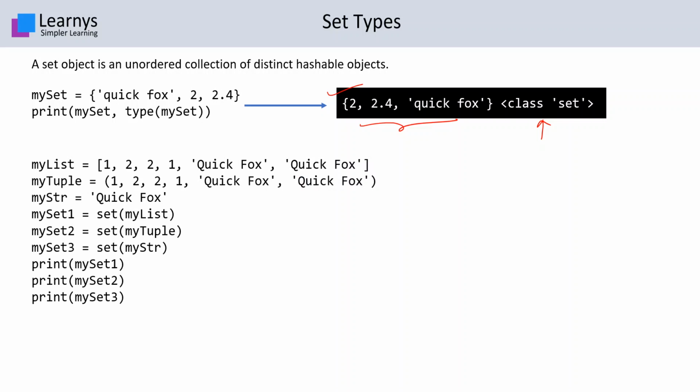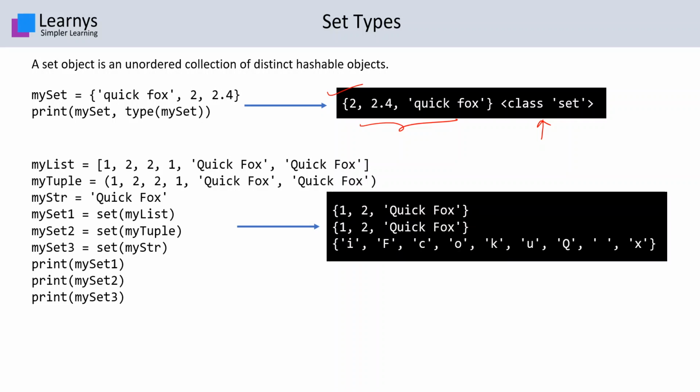Let us see another example where we are using the class constructor. In this example, we have a list, a tuple, and a string. On all of these, we are putting the class constructor set to convert it into a set and then printing them. So when we do this, the first output is 1, 2 and the string quick fox. This is because the first set was converted using the class constructor over the list, in which the unique elements were 1, 2 and the string quick fox.